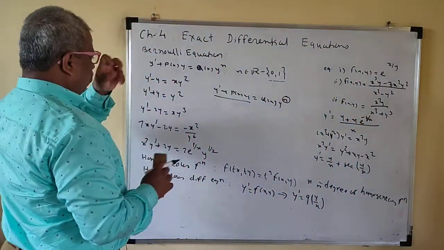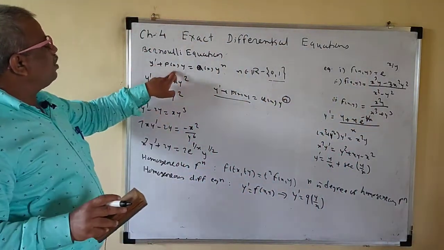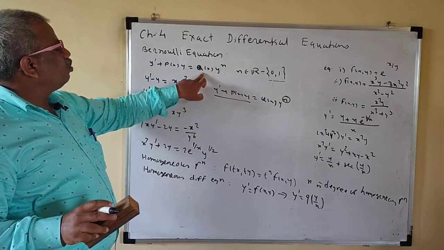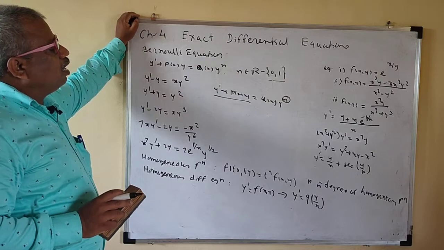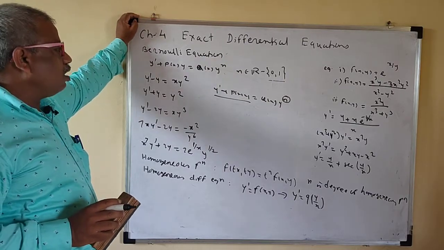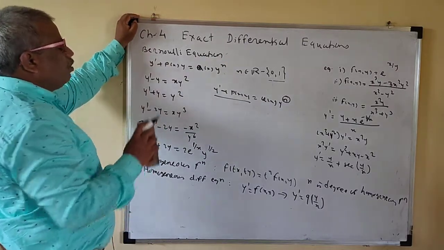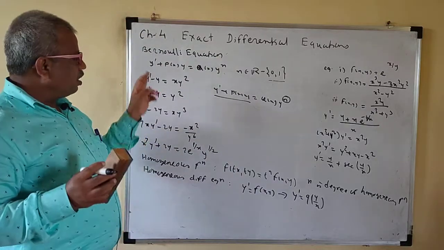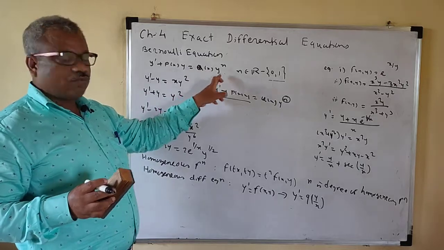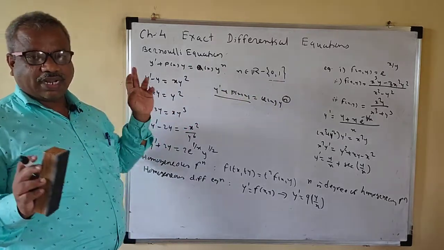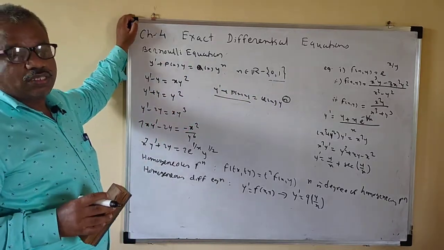Okay, so an equation of the form y prime plus p of x times y is equal to q of x times y to the power n, where n is any real number other than 0 and 1, is called Bernoulli's equation. A differential equation of this form is called Bernoulli's equation.